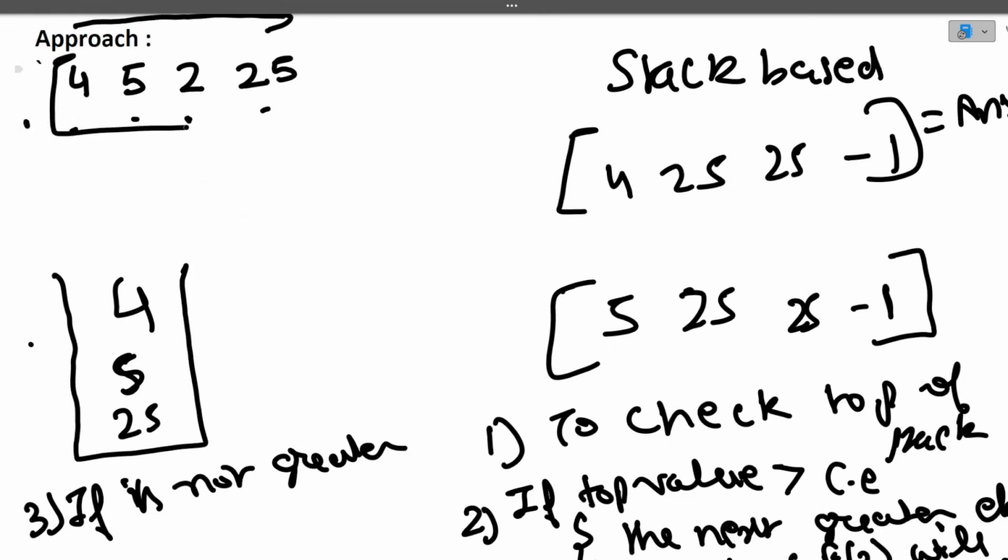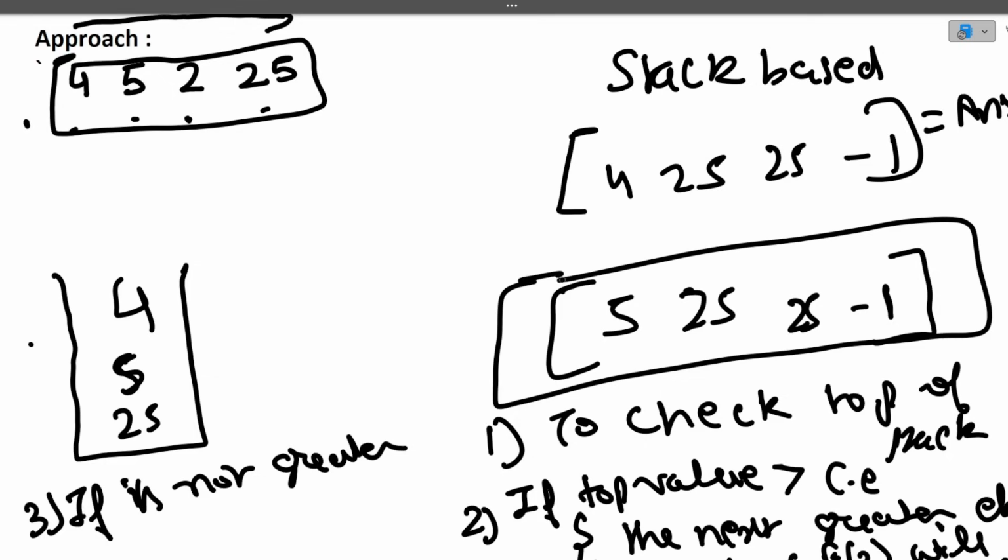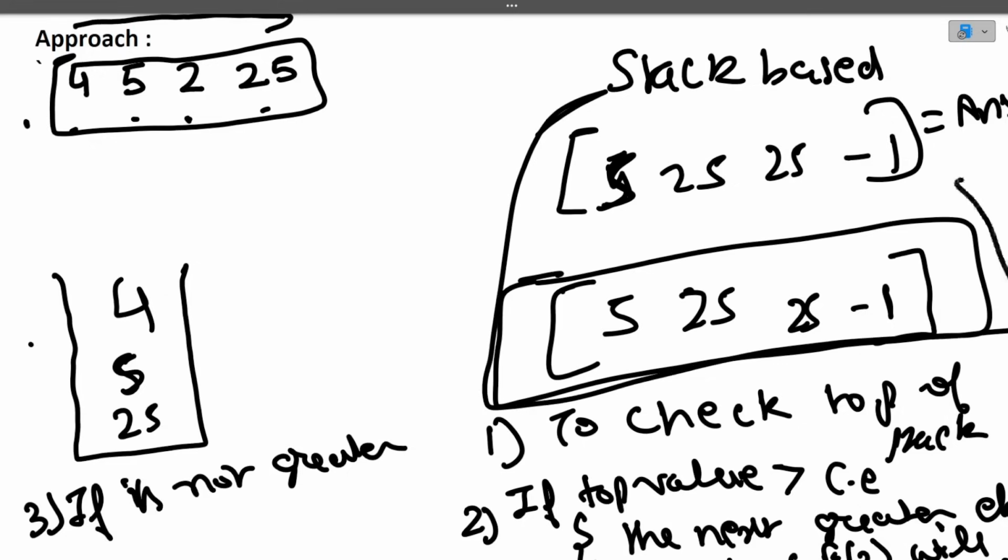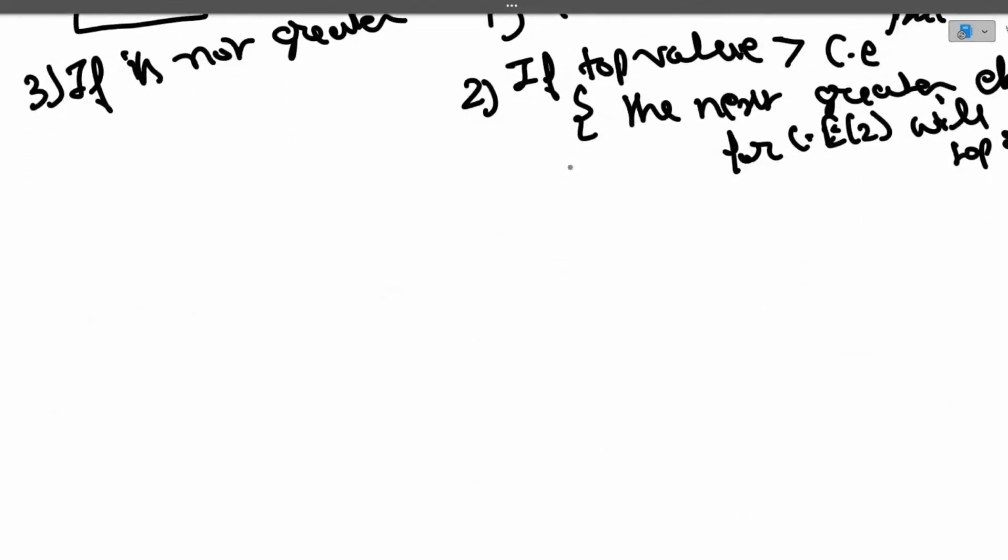Our entire traversal of this array is done and we have got our output array also, and you can see this is matching. This was 5, 25, 25 and -1, so this is matching. I hope this approach is clear to you, but let me explain it with another example also, so that it becomes clear in your mind. I will write down the steps in detail, and then explain with another example.